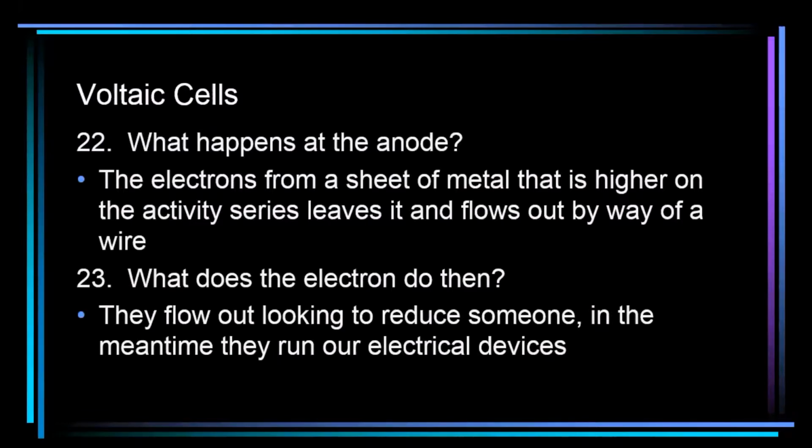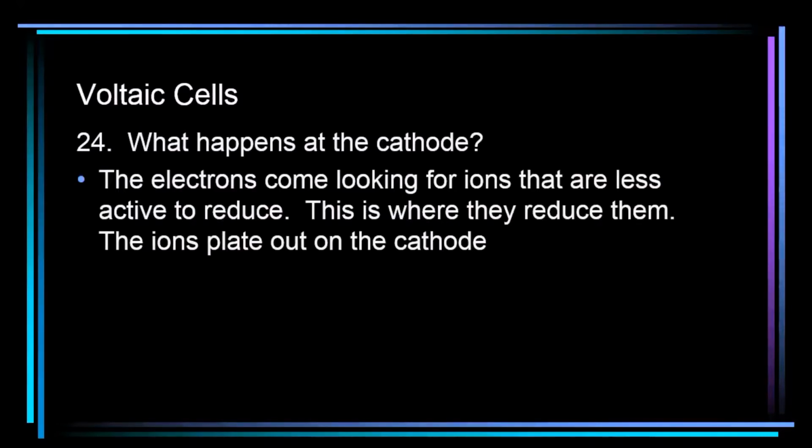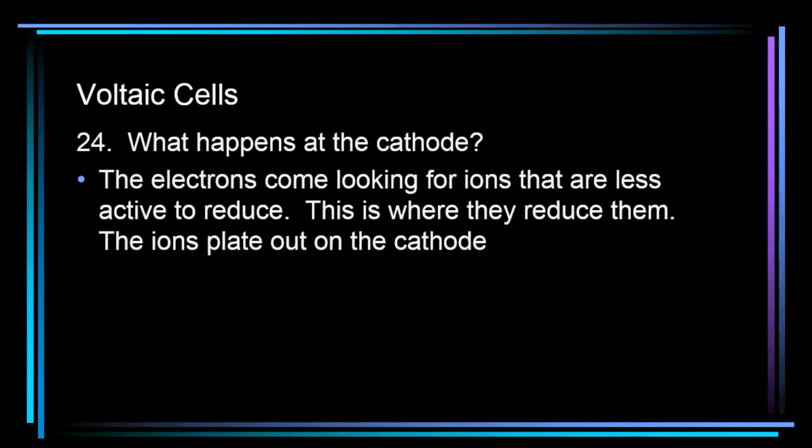Where will they find somebody to reduce? On the other side. So on one side of a battery, you're going to have a metal that wants to give electrons. On the other side of a battery, you'll have something that wants to take them in. So on one side of the battery, the electrons are released. It's called the anode. Then they do their job, and then they come back, and they will reduce somebody in the cathode.